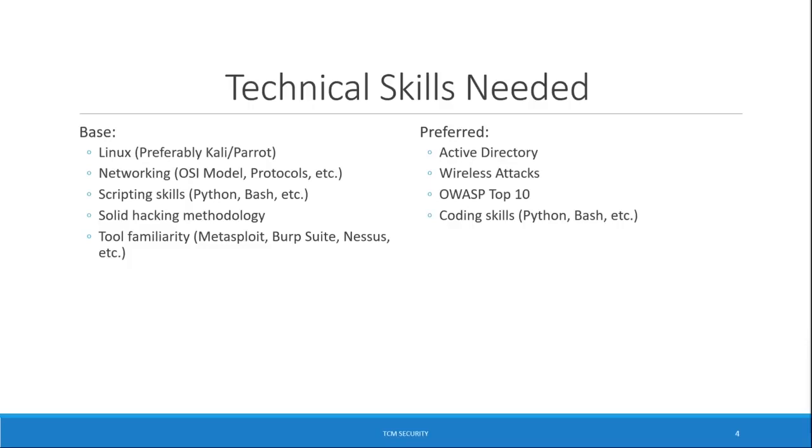And on the preferred side, Active Directory is huge. If you know Active Directory, you're going to be ahead of the game. Most people, when I interview them, they have a good base, but they don't have that good preferred side. And we like the preferred column a lot, okay? So Active Directory, super important. Wireless attacks, important to know. The OWASP top 10, also important to know. That is related to web application penetration testing.